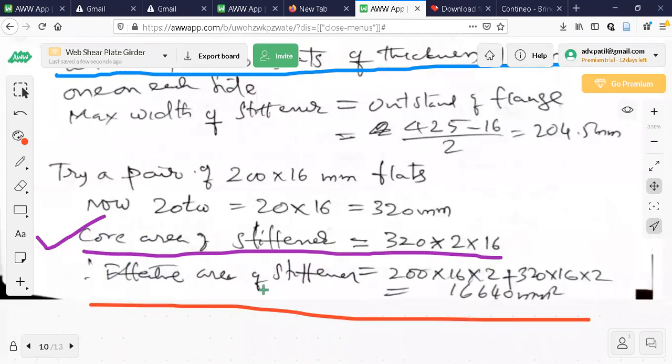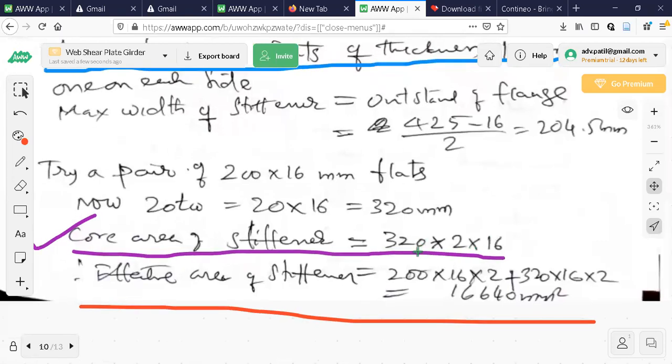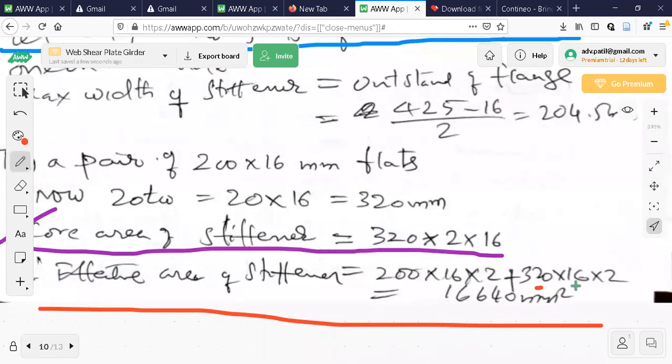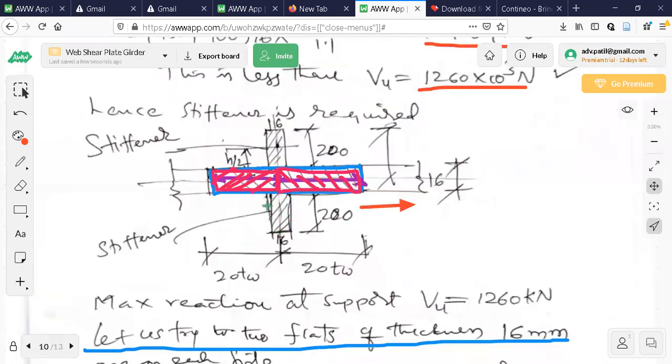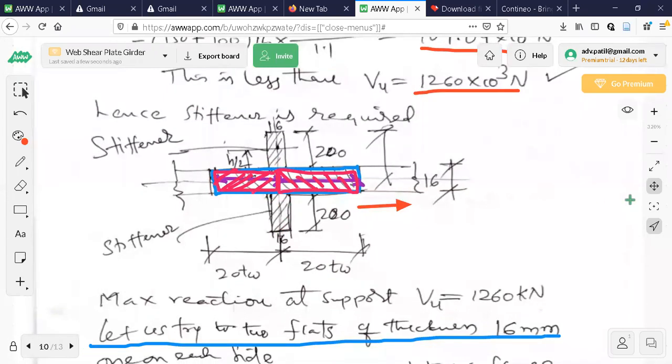What is happening here is, effective area of the stiffener means just add the area of two stiffeners. Already you know that the area of the web contributing is 320 into 2 into 16, which is here. See this one. It is here only, 320 into 16 into 2. This is the web portion. 200 into 16 into 2. I'll show it in the diagram only. See this one. This is 200 into 16, the area of one stiffener. The other side is also the same dimension. So 2 it is, 2 into that.